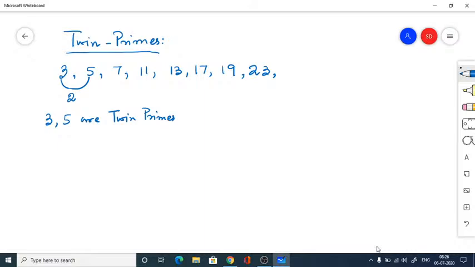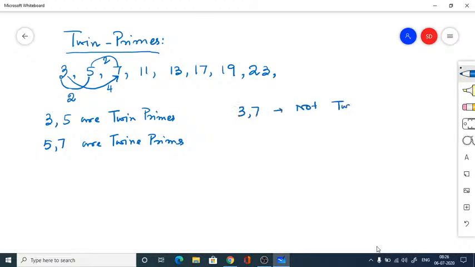Now if you take 3 and 7, what is the difference? 4, right? So they are not twin primes. Again, if you take 5 and 7, again the difference is 2, right? So they are twin primes. 3 and 7 are not twin primes. Both are prime, but their difference is 4, not 2.